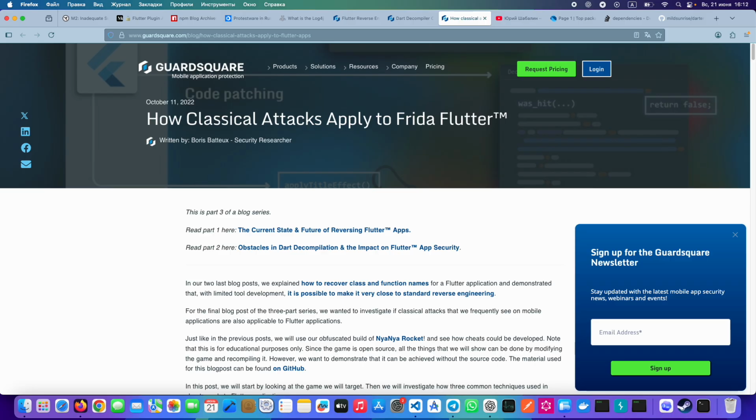And the third one. From this series, the first article answers the question, can we reverse Flutter, and the second article asks why Dart is very hard to decompile, and the third one asks us, can we apply those attacks that we are doing on Flutter to Android and iOS as well?